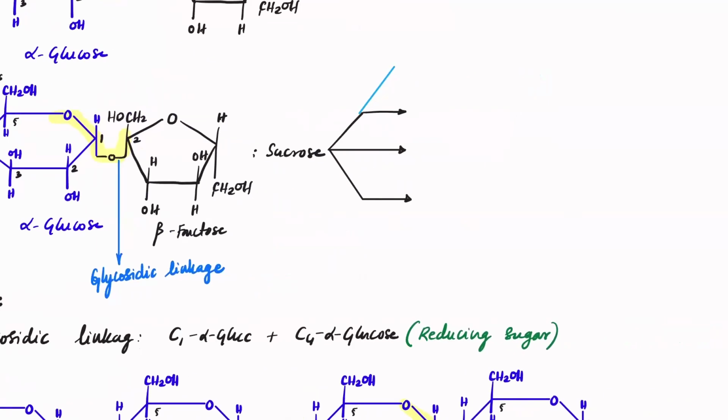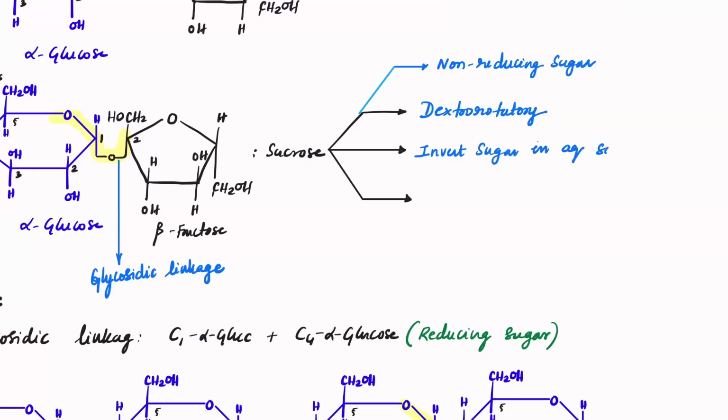Done. Now, what are the properties of sucrose we need to know? Sucrose is a completely non-reducing sugar. Why am I calling it non-reducing? Because there is no hemiacetal form available. It is naturally found to be dextrorotatory. It is an invert sugar. I told you the definition of invert sugar before. It is an invert sugar in aqueous solution. Next, it does not show mutarotation.